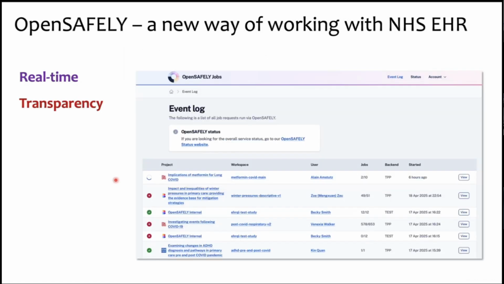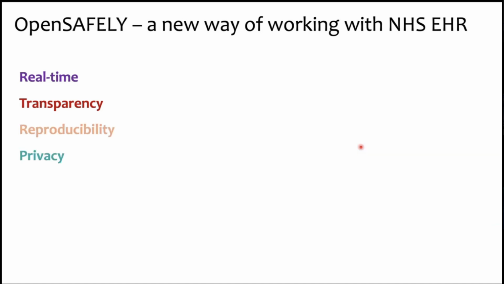It's very transparent because everything is going through GitHub. Every action is logged. So you see here on top, for example, this is my project, implications of metformin, long COVID, my workspace. You can click on it, you can say view, and then you can see which analysis I run. So you can see all my p-hacking I'm doing. So it is a very open and transparent process, which also increases reproducibility, right?